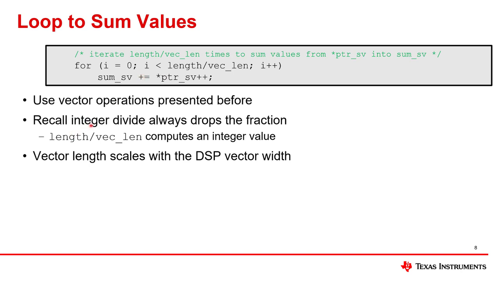Recall that integer divide in C always drops the fractional part. Therefore, this expression, length divided by vec length, is always going to yield an integer value. And vector length, like we've already talked about, scales with the DSP vector width.